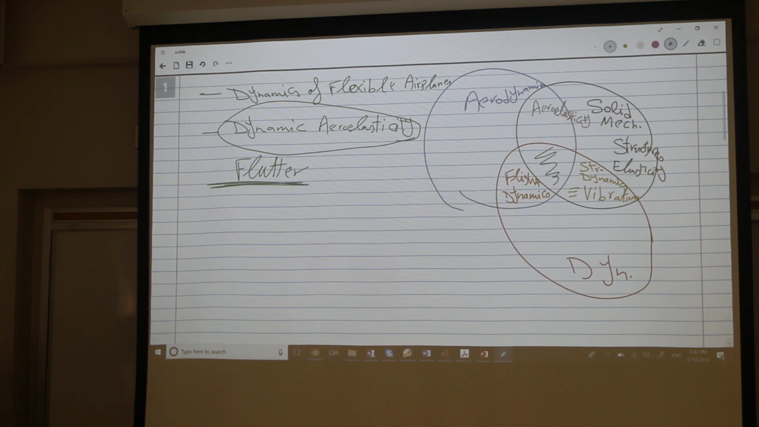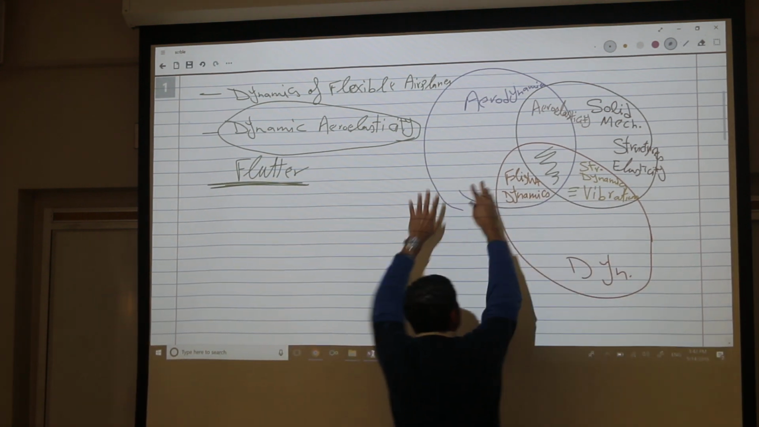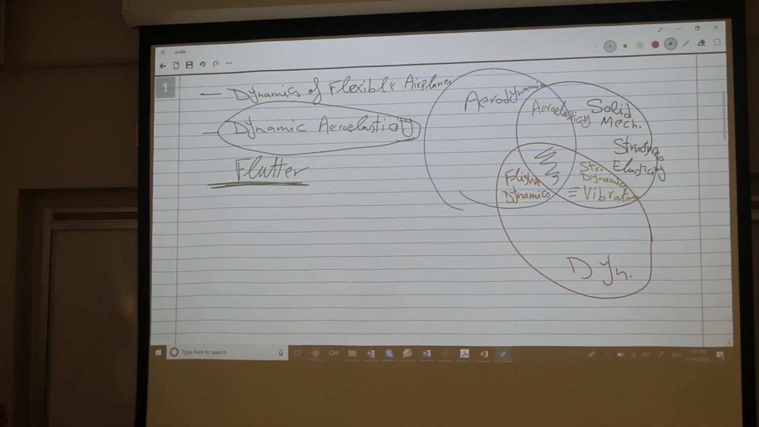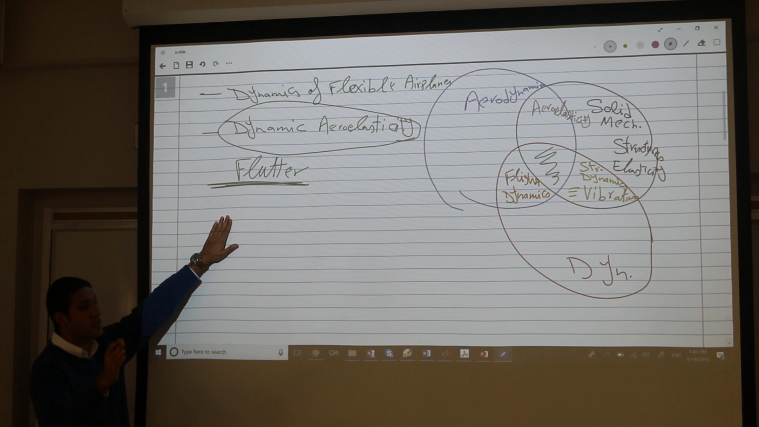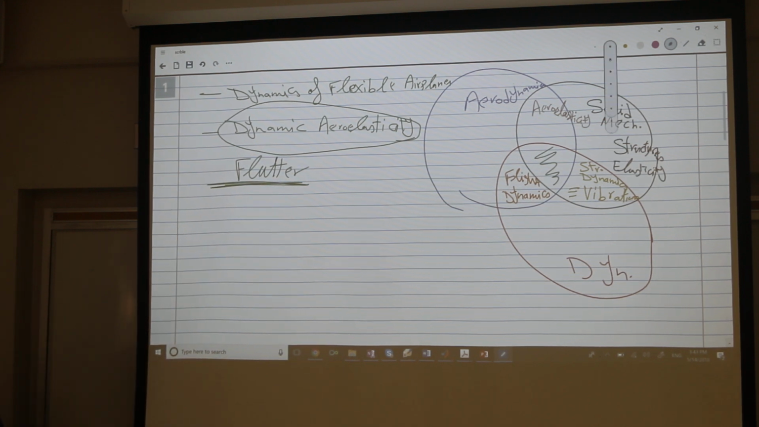So this is our topic today. We will analyze flutter, which, like I said, has the three disciplines. We need to write a dynamics model, a structural model, and an aerodynamic model. Of course, we will start with the simplest of each discipline, or maybe the most relevant to this course. Some of them will be trivial or very simple. But this is our topic today. We want to compute at what speed the flutter phenomenon will occur. Okay? Any question with that?